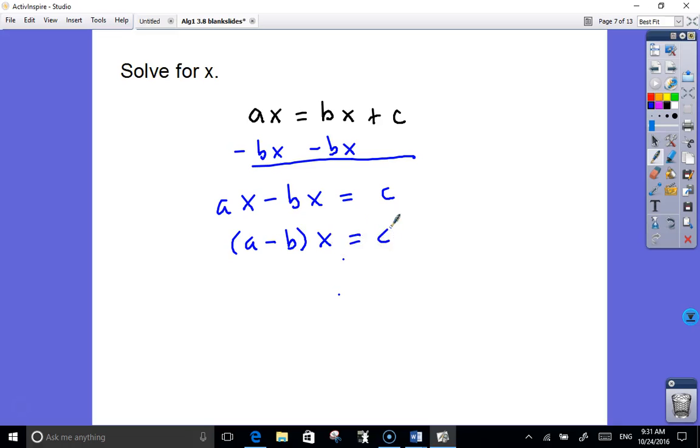Okay, now we still haven't isolated the x. What's the last step to isolate for x? Divide by a minus b. So the answer is x equals c over a minus b.